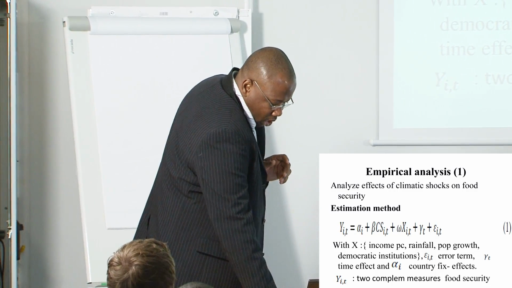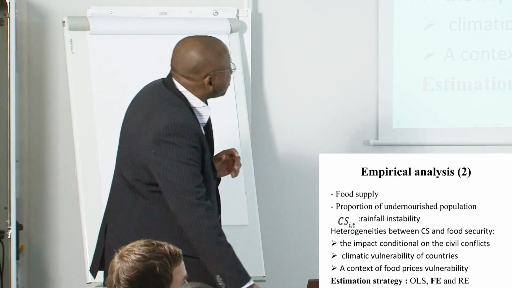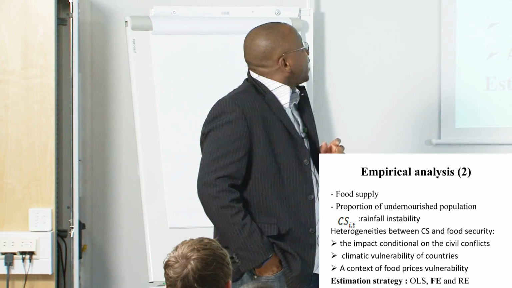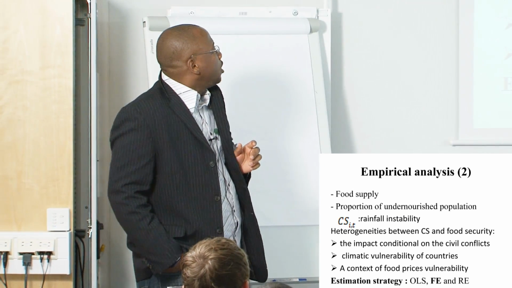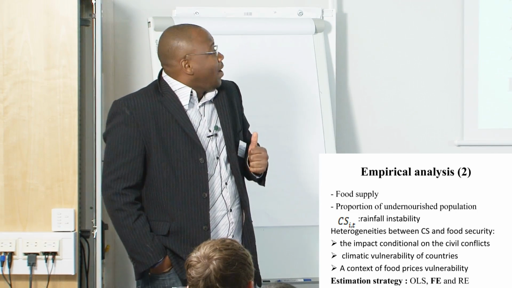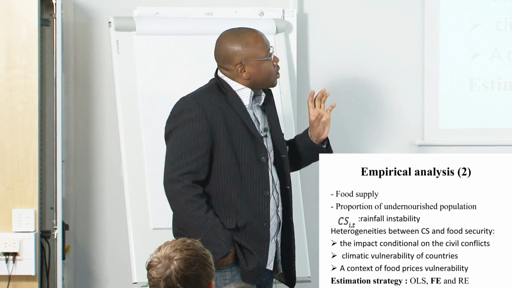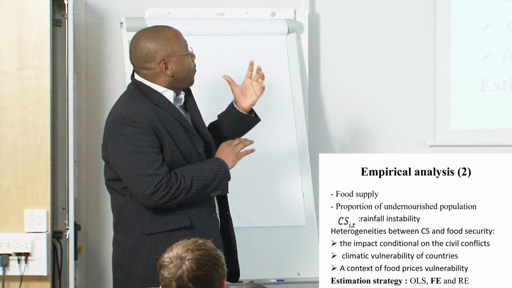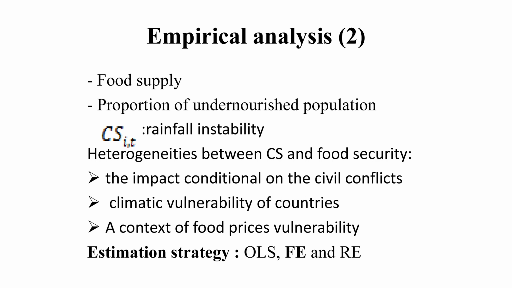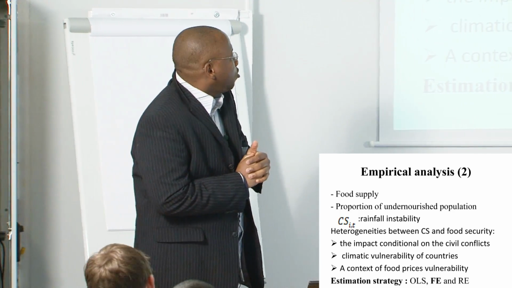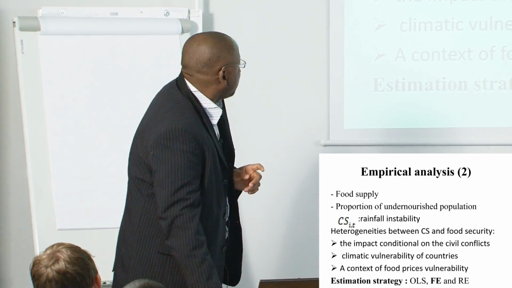We use two complementary measures of food security: food supply and the proportion of undernourished population. We go further and we analyze the heterogeneity between climatic shock and food security: the impact conditional on the civil conflicts, the second is the climatic vulnerability of countries, and the last one is in a context of food price vulnerability. But for this presentation, we will use only the first and the third.